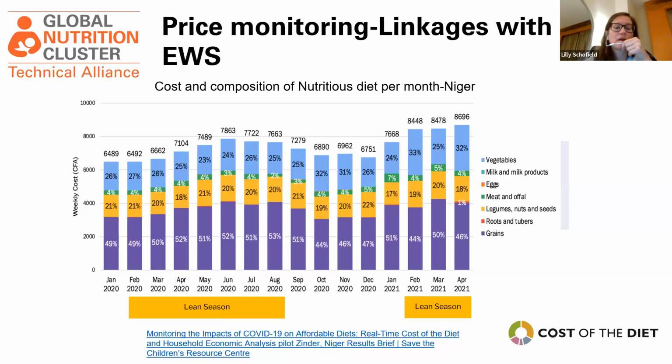But then as we continued to monitor in early 2021, what we saw was an unseasonable spike in food prices early in the lean season. This actually coincided with a period of disruption to markets due to conflict and border closures in this region of Niger, which was quite close to the border with Nigeria. So this is an example of how more real-time cost of diet analysis can also be useful for both early warning and triggering, linking to things like early action or early response.